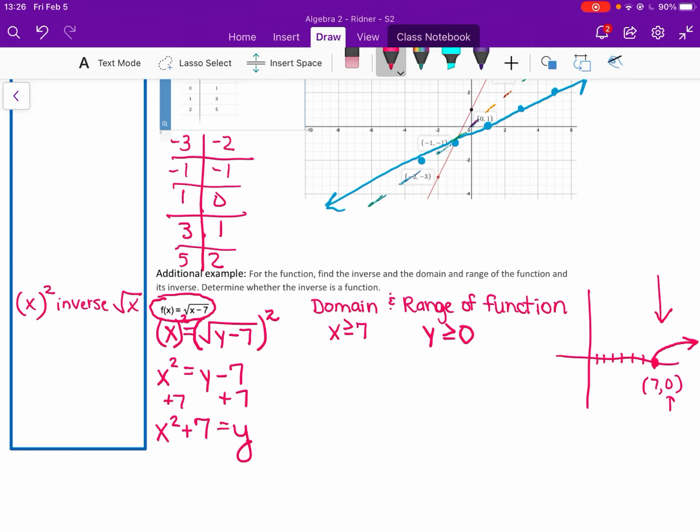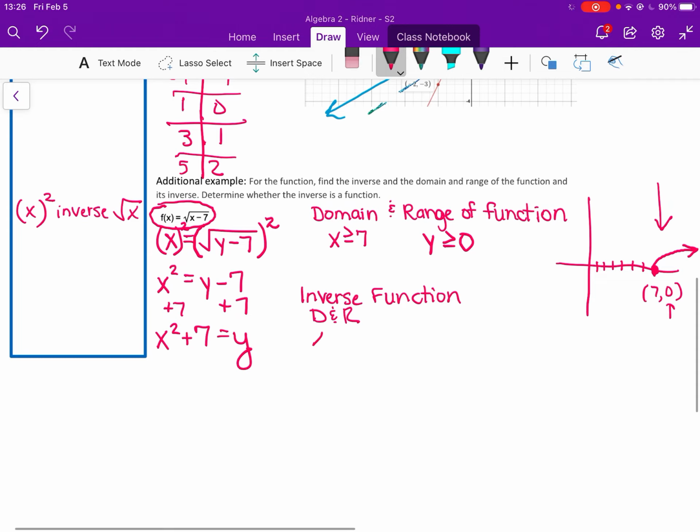Now, here's what's awesome. The inverse function's domain and range is just the opposite. So what do I mean? Domain is still x, range is still y. But this will move right here, and this one will move right here. So my domain for the inverse is x is greater than or equal to 0. My range for the inverse function is y is greater than or equal to 7. So they just flip-flop.